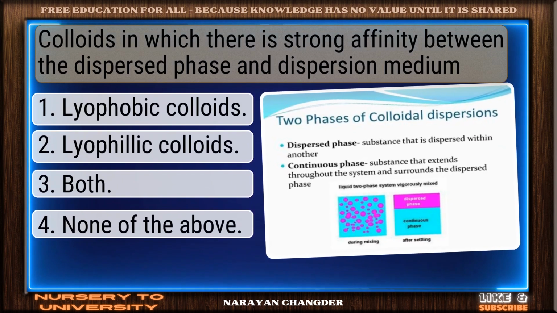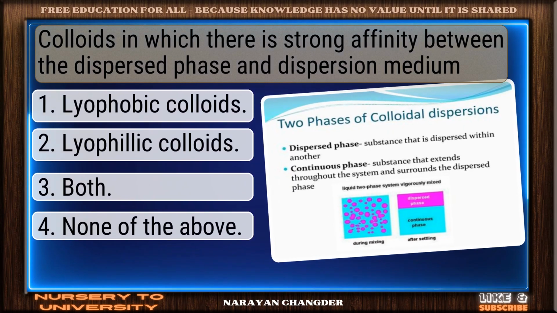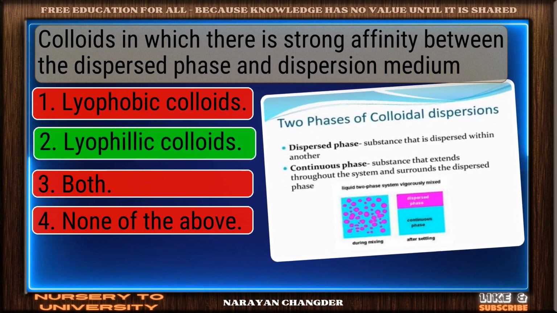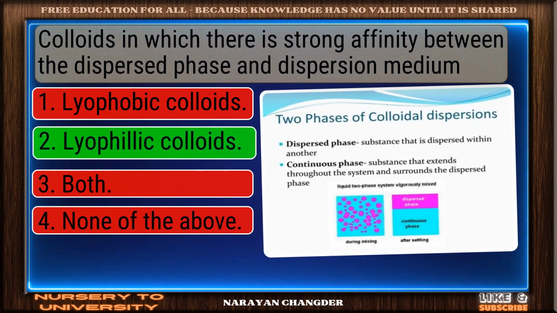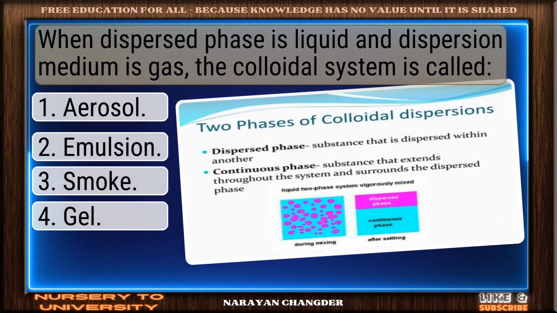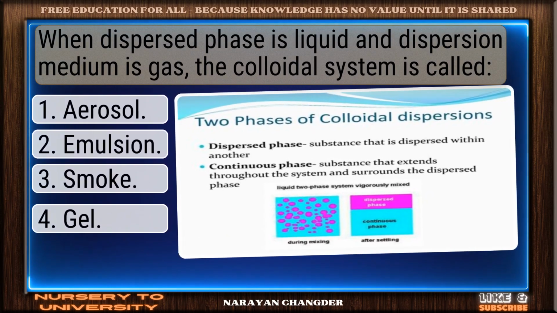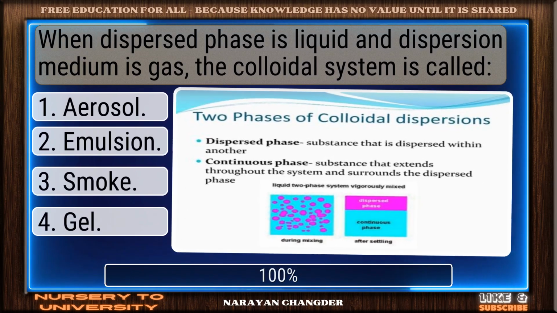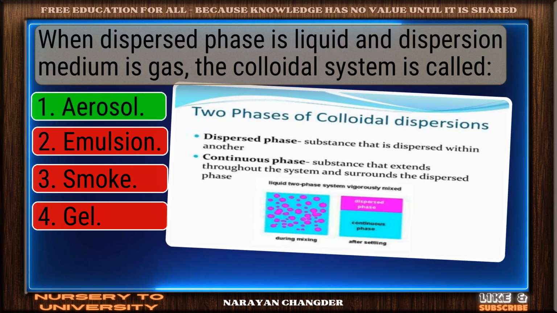Colloids in which there is strong affinity between the dispersed phase and dispersion medium. Good thinking. Lyophilic colloids is the right answer. When dispersed phase is liquid and dispersion medium is gas, the colloidal system is called. Great thinking. Aerosol is the right choice.